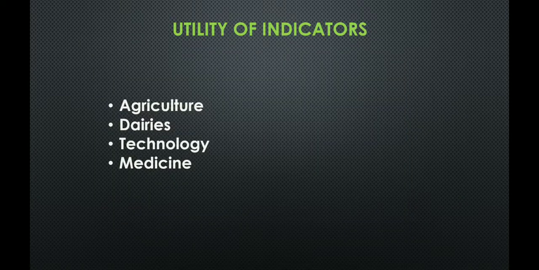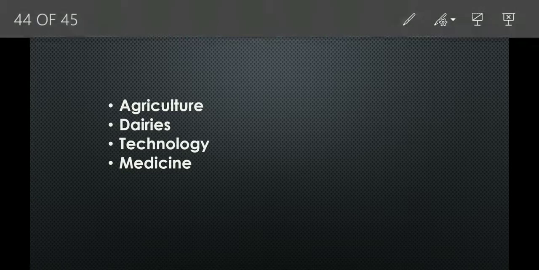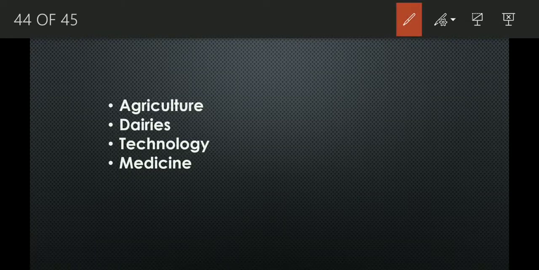Now, what are the utilities of indicators? See, the indicators are used in agriculture. The pH of the soil is tested for better growth of the crops. Like for example, in case of citrus fruits, okay, they need slightly alkaline soil. Whereas in case of rice, they need an acidic medium. And sugarcane needs a neutral medium. So different crops require different media. So for the better growth of the crops, the pH of the soil is tested. So in agriculture, there is a utility of the pH value.